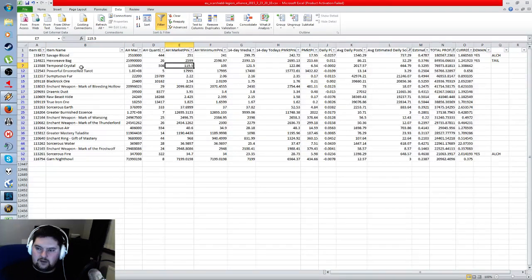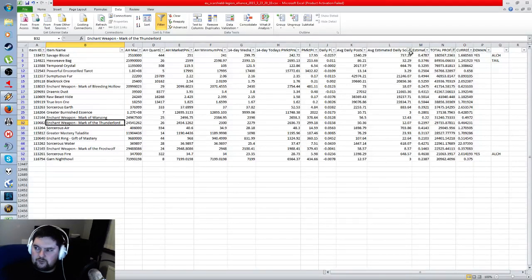Temporal crystals, it just comes down to working out the maths. Are you better off just selling the crystals when you're potentially selling 600 crystals a day, or are you better trying to make the Mark of the Bleeding Hollow, Mark of the Warsong, Mark of the Thunderlord, and then trying to sell these instead? But that's for you to find out. I'm just here to show you which things you should be looking at and how to sort the data.